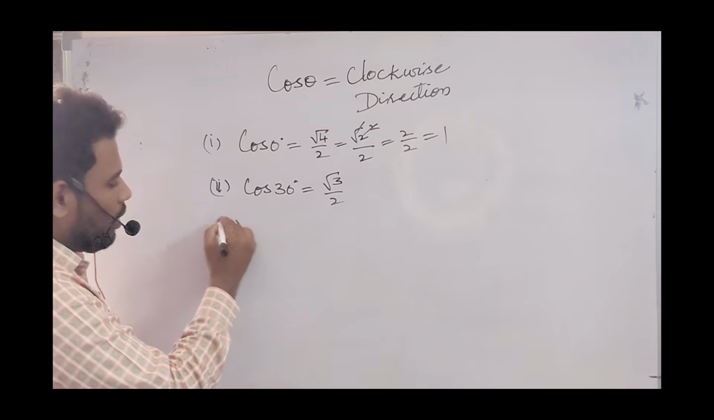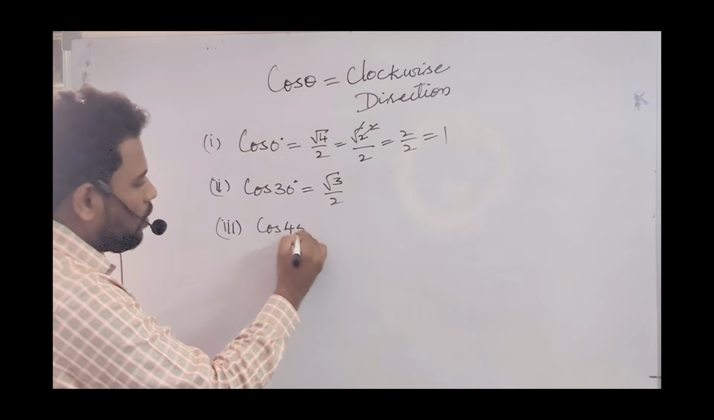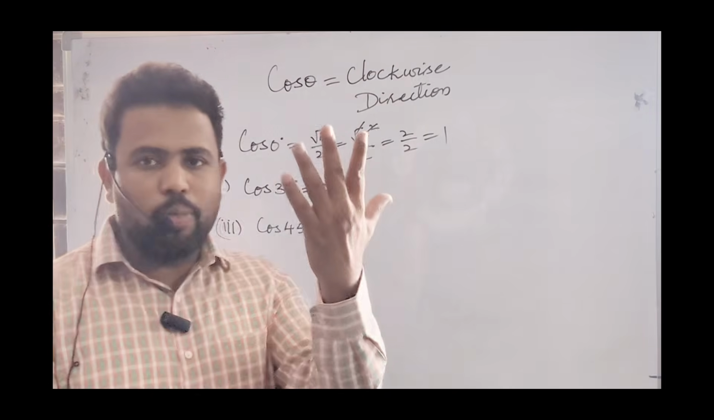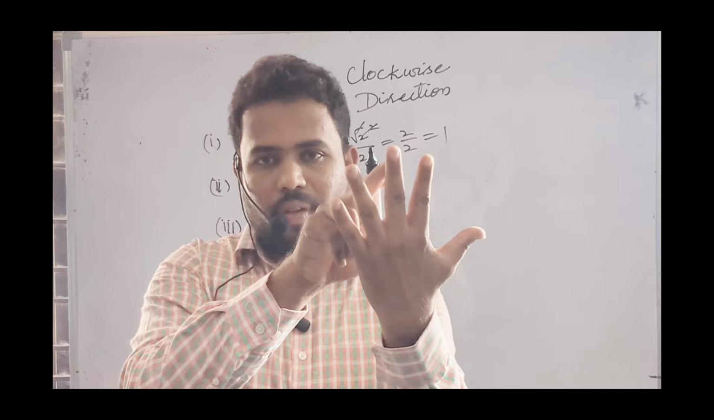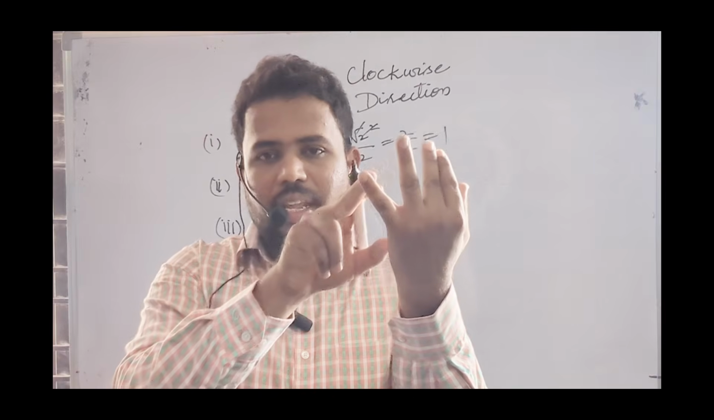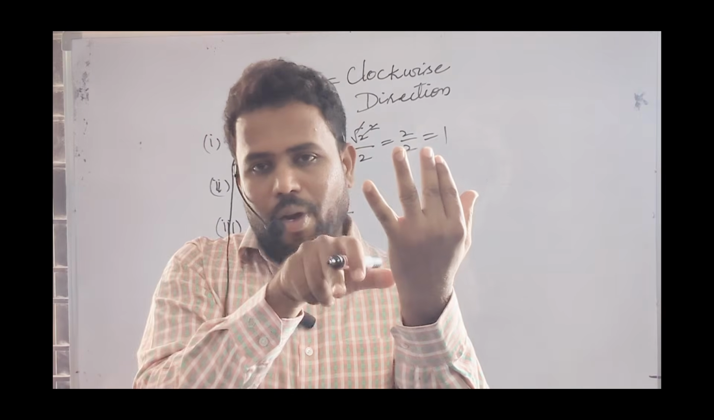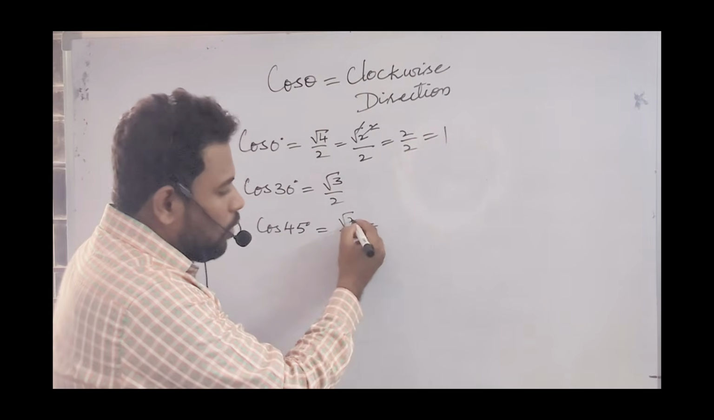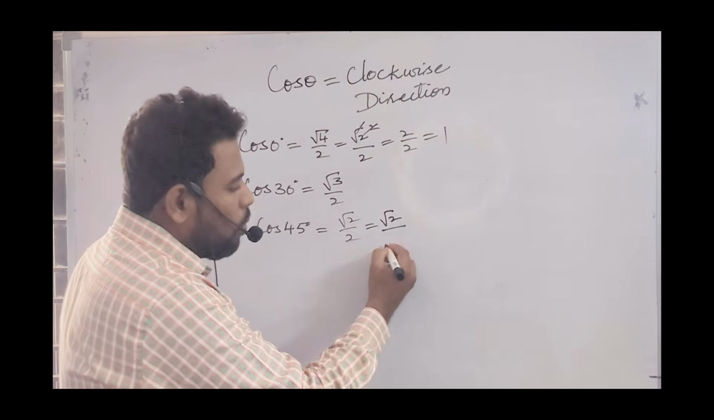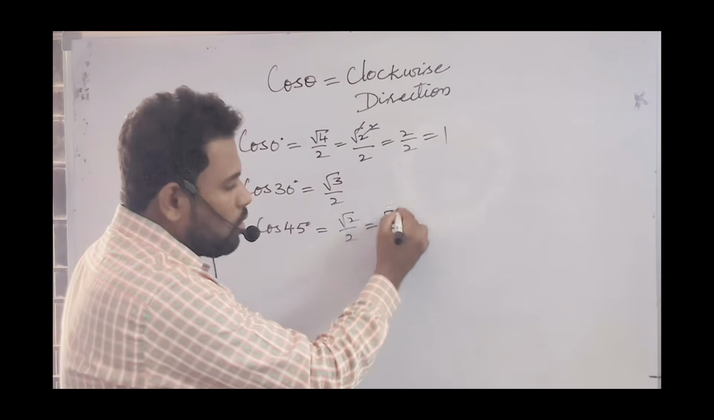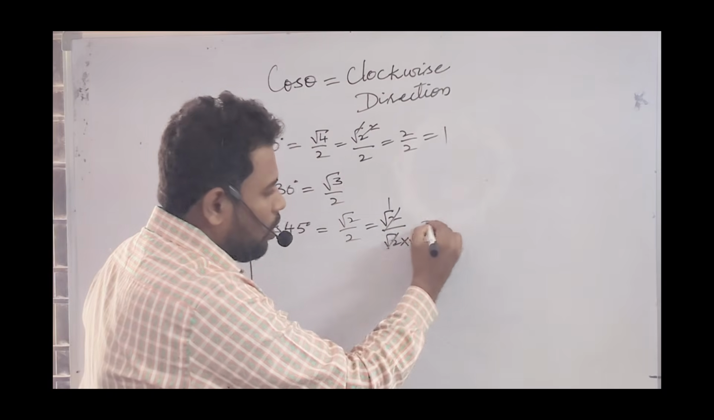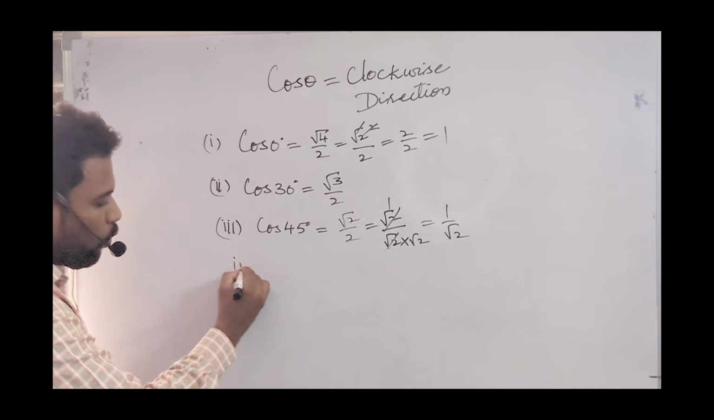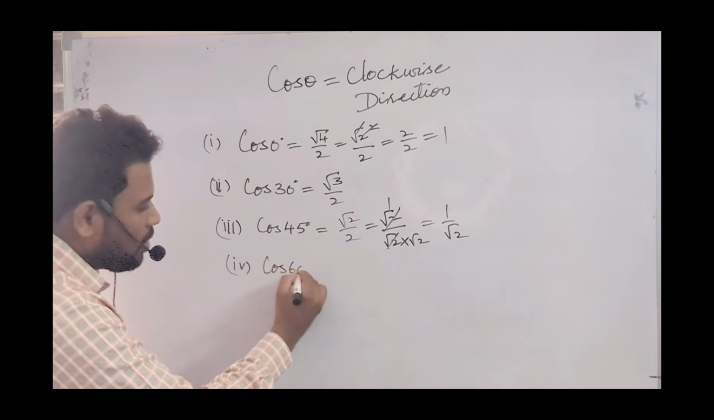Now the third value is cos 45. Same procedure. Root by 2. 0, 30, 45. 45 is here. So how many fingers are left? 2 fingers if you are counting clockwise. Root 2. Root 2 by 2 we can also write as root 2 by root 2 into root 2. So root 2, once the root 2 cancels, we are left with 1 by root 2.